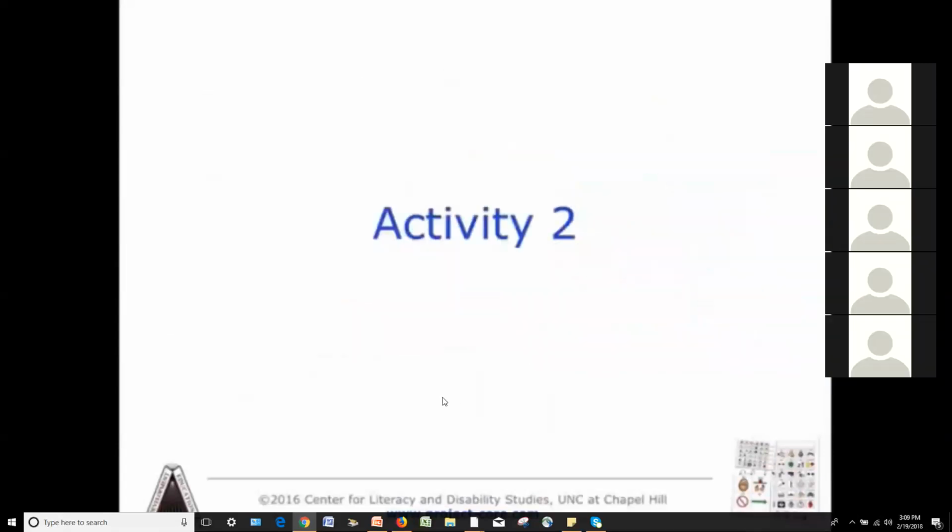Pause for activity 2. Before beginning with any book, the first step is to connect it to something.